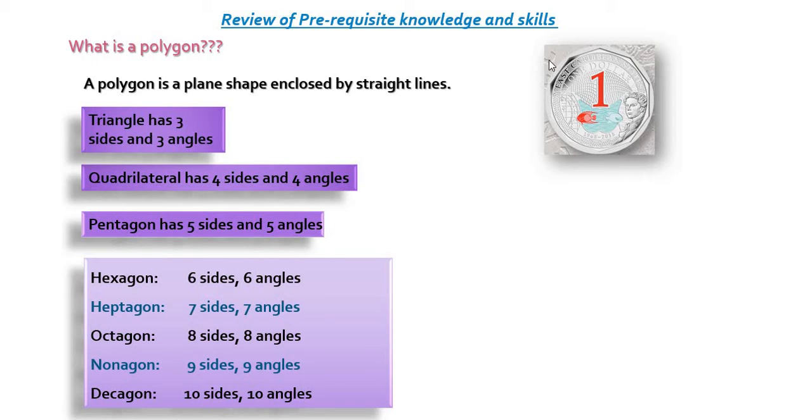Or we can also call it what? A tetragon, based on the number of angles. So we see that it has four angles. So we definitely know it's a quadrilateral or quadrangle or tetragon. But here's the thing.